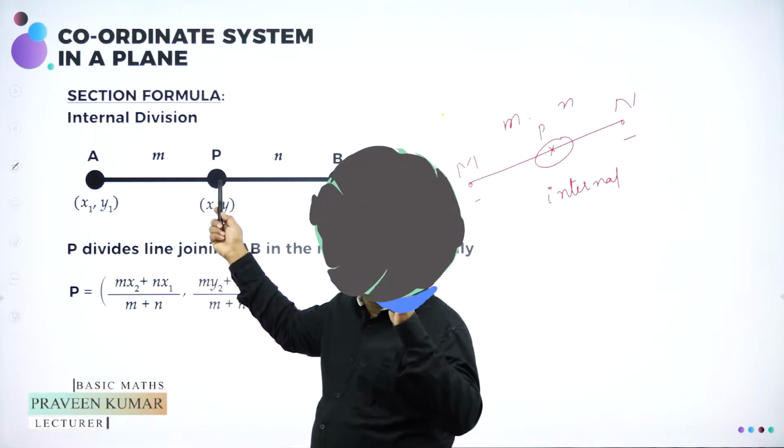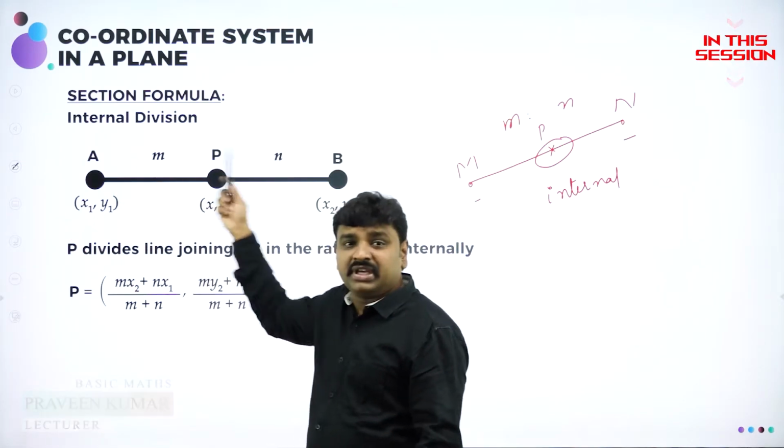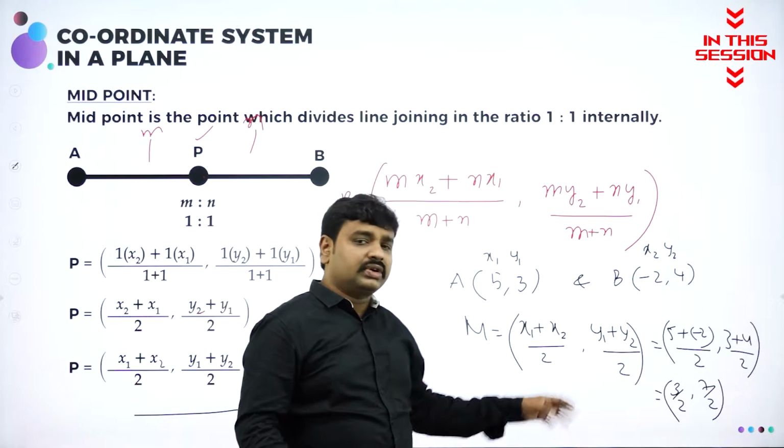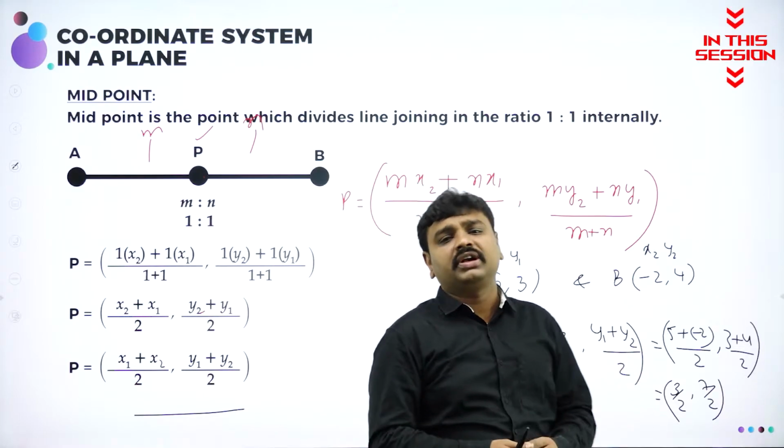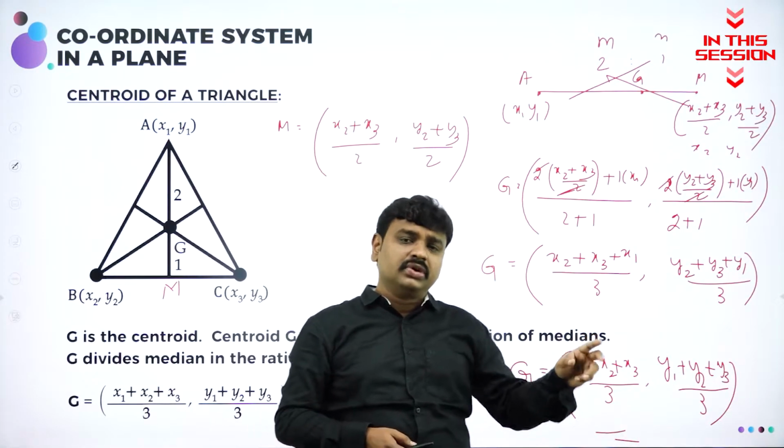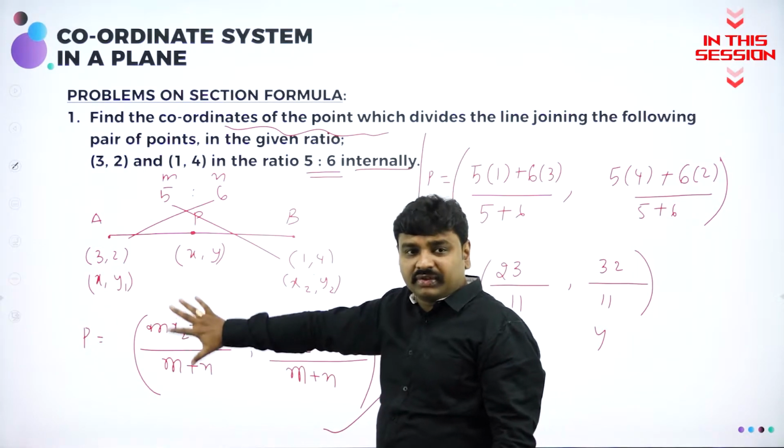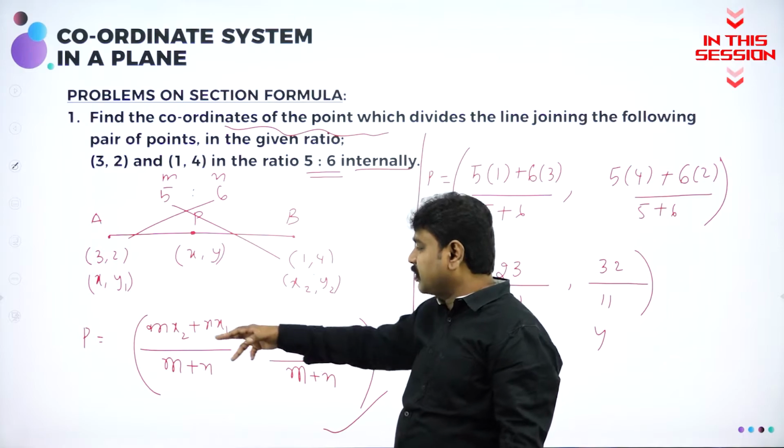In the diagram, the point P is dividing A, B. So add the x coordinates, divide by 2, add the y coordinates, divide by 2, you will get the midpoint. Midpoint: sum of x coordinates by 2, sum of y coordinates by 2 is the midpoint. When you want the x coordinate, use the formula for x. Same formula, instead of x, put y.